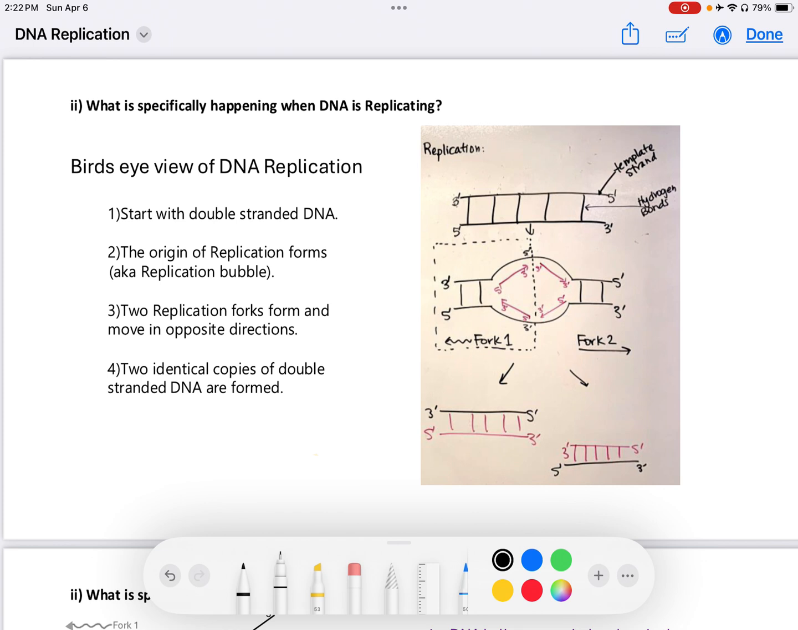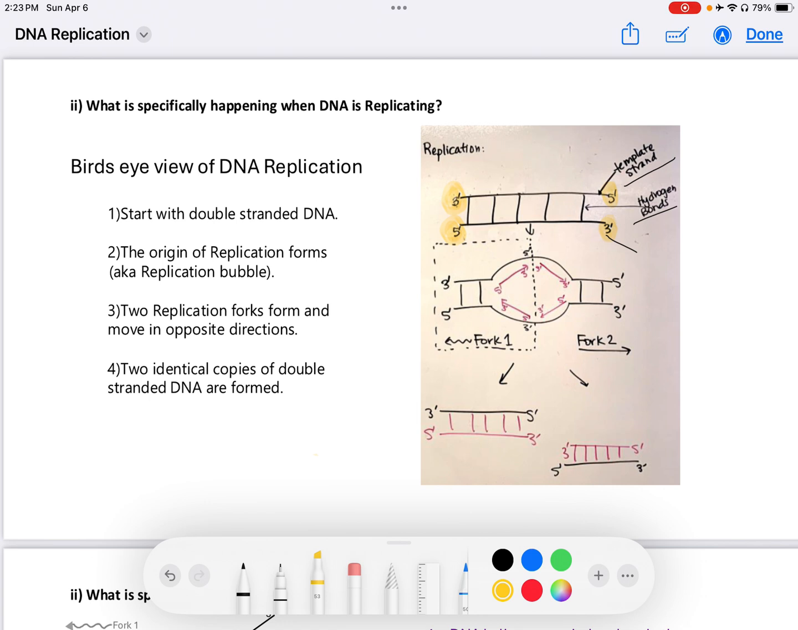So here is a bird's eye view of DNA replication, and as you can see here, we have our template strand that's going to be here in black, and then we have our hydrogen bonds, and then we have our other template strand, which is located here. So again, I want to remind you, when we're talking about DNA replication, you always want to be mindful of the orientation of DNA. So here we have our 3' to 5', and then we have our 5' to 3'. And that's important to know because when we talk about how the enzymes come into play, we need to know the orientation of the DNA.